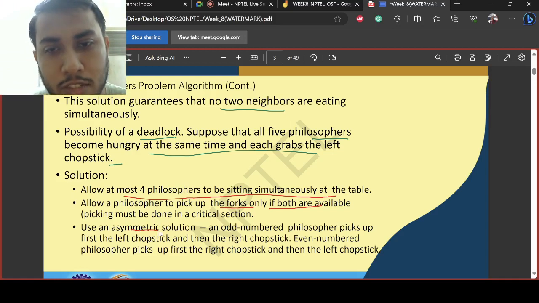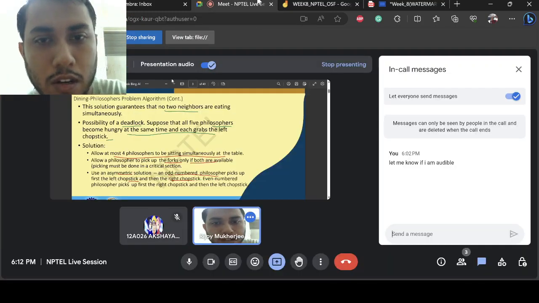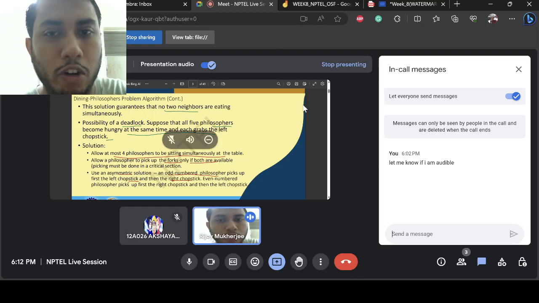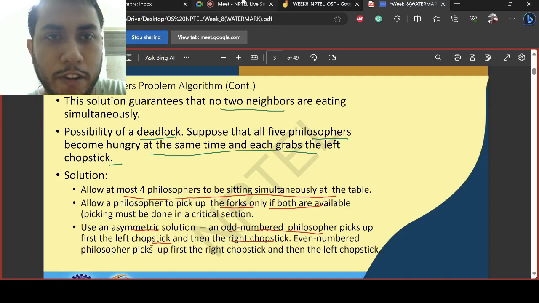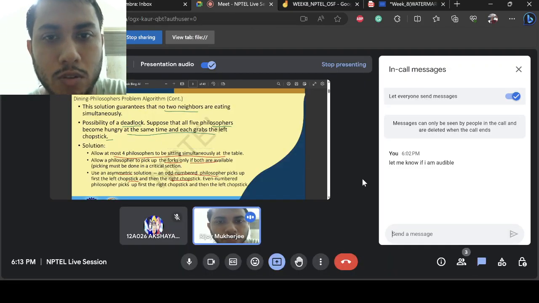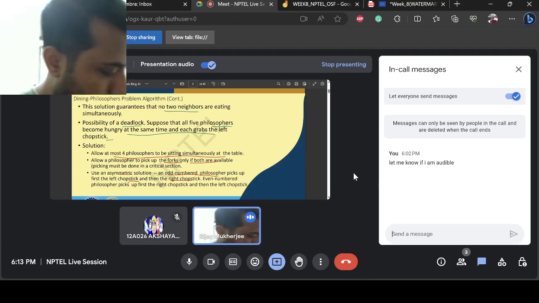Or use an asymmetric solution where odd-numbered philosophers pick up the left chopstick first and even-numbered ones pick up the right chopstick first. So by numbering, you are basically giving priority to which one to pick up and which not to pick up. So that is your dining philosophers problem, and with that you come to the end of deadlock. Any doubt regarding the dining philosophers problem, you can ask.